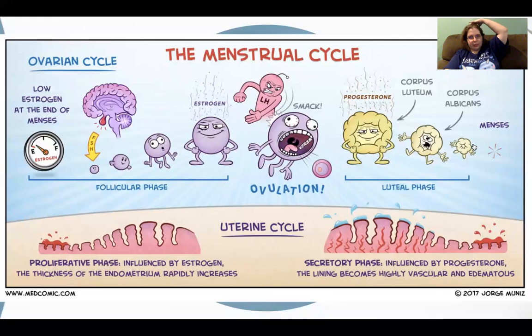So this is kind of showing you what's going on with the egg versus the uterine lining. So the ovarian cycle and the menstrual cycle. So we have low estrogen. The follicle starts building up here. And then ovulation occurs when the uterine wall is nice and thick. Then we see the luteal phase, everything's breaking down. And then even here, we start seeing everything breaking down and being discarded.